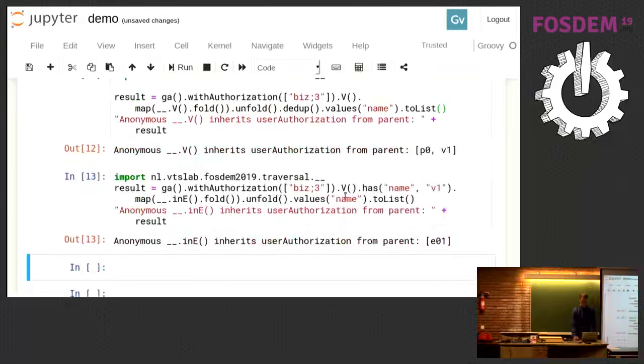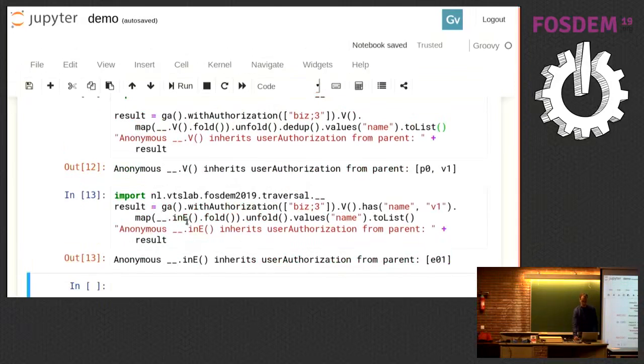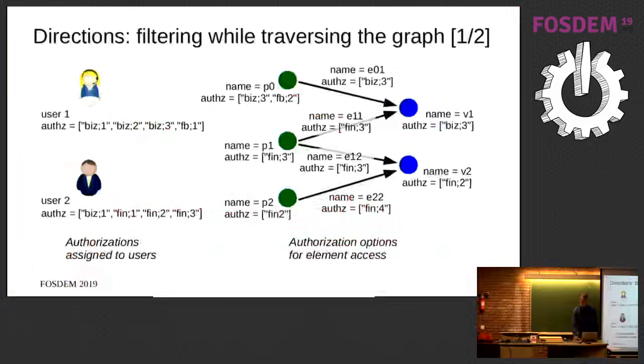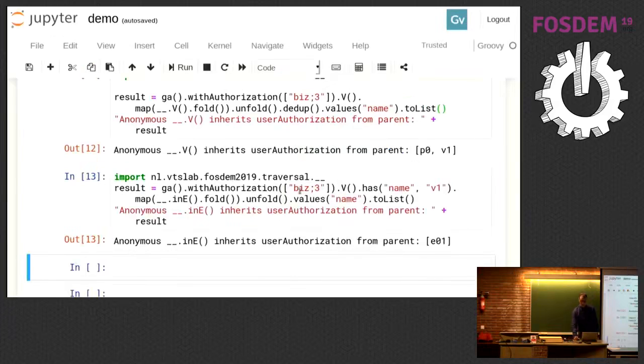We can check that. What do we do here? We start from a vertex with the name v1, and we see which in edges it has. So we can see it in the figure. Here is the v1 vertex. It has two in edges, one with the bis3 authorization and one with the fin3. We only provide the bis3 authorization, so we only get one in edge out. Okay, that's the end of the demo.